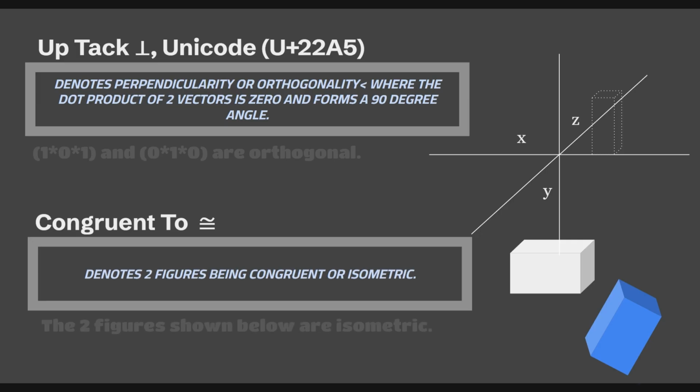Up tack denotes perpendicularity or orthogonality, where the dot product of two vectors is zero and forms a 90-degree angle regardless of what dimension the shape is in. Congruent denotes two figures being congruent or isometric, where the figures are not only topologically equivalent, but they are the same regardless of their orientation.